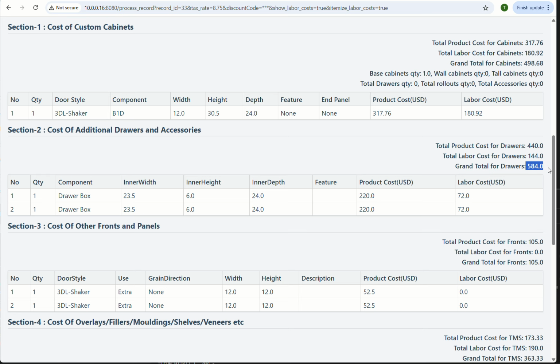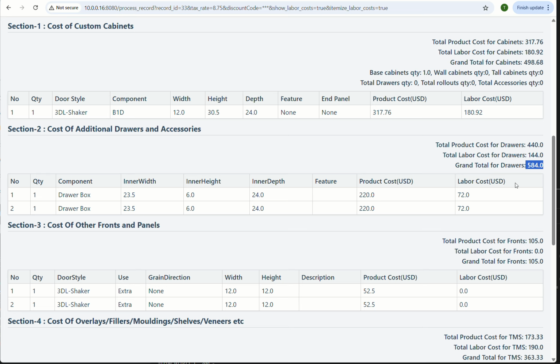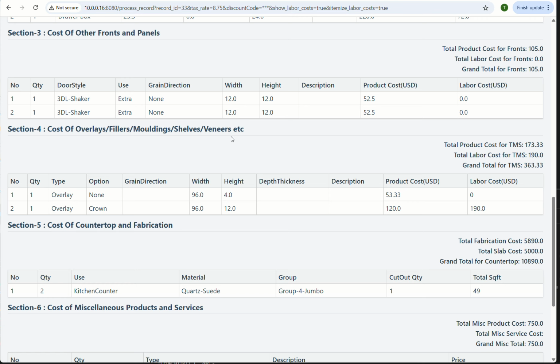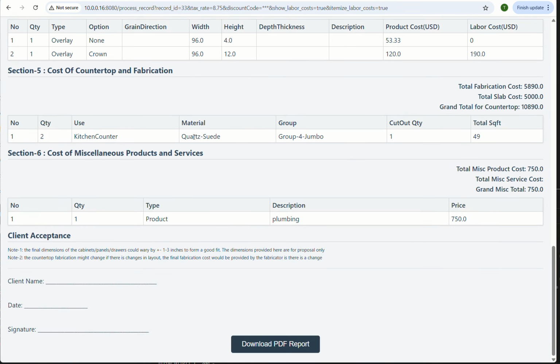The total is going to be 584. The cost of fronts and panels, so the extra doors and panels, is going to be this much. The cost of fillers, overlay, and all is going to be this much. And then for the countertop, the total square foot is 49. The total fabrication cost is 58. Slab cost is 5,000. Fabrication cost is 58. So about 10,000 for the counters. For good flooring, it's a little expensive, but yeah. And then the plumbing cost.